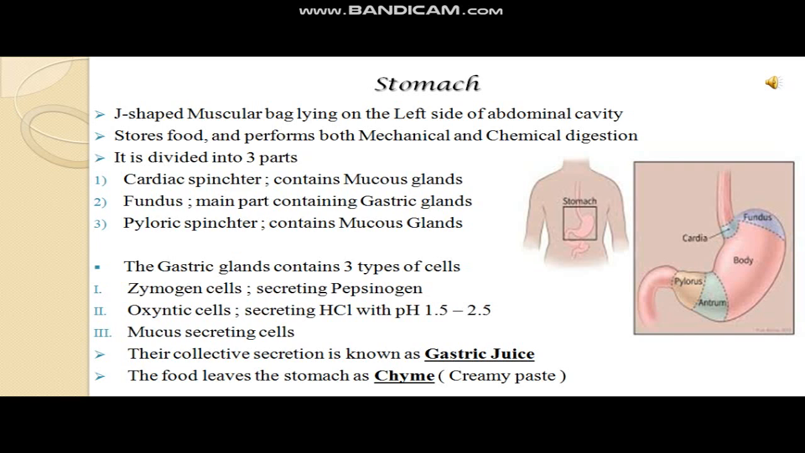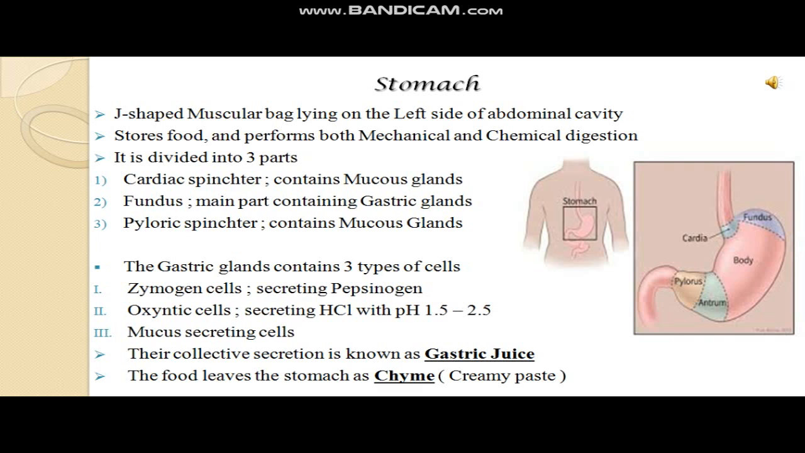Number 2, fundus. The cardiac sphincter leads to the fundus, that is the main part of the stomach containing gastric glands. These further contain three different kinds of cells. They are: number 1, zymogen cells secreting pepsinogen. Number 2, oxyntic cells secreting HCl with pH 1.5 to 2.5. Number 3, mucus secreting cells. Their collective secretion is known as gastric juice.